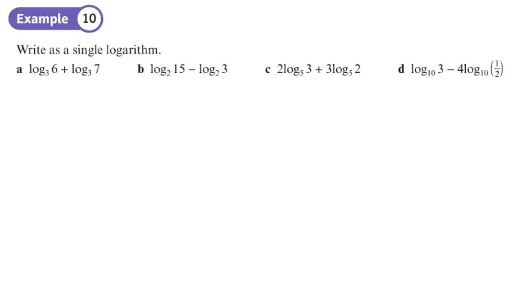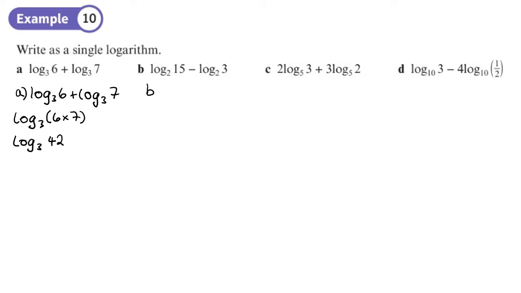First example here, log base 3 of 6 plus log base 3 of 7. Right, so the rule for adding is that you multiply. And notice the base has to be the same, so this is the same as log to the base 3 of 6 times 7. So that's the same as log to the base 3 of 42.